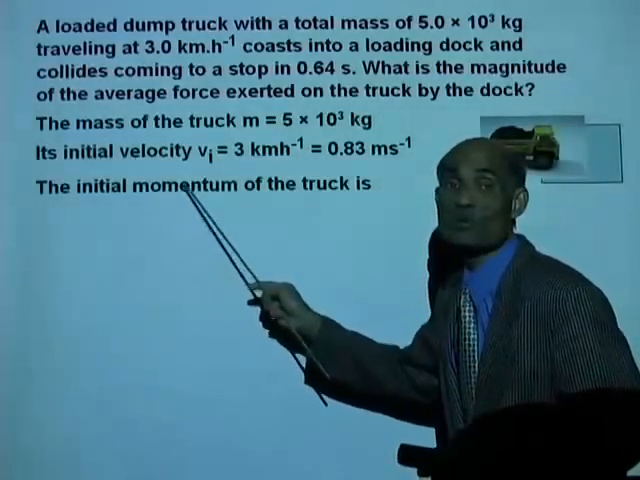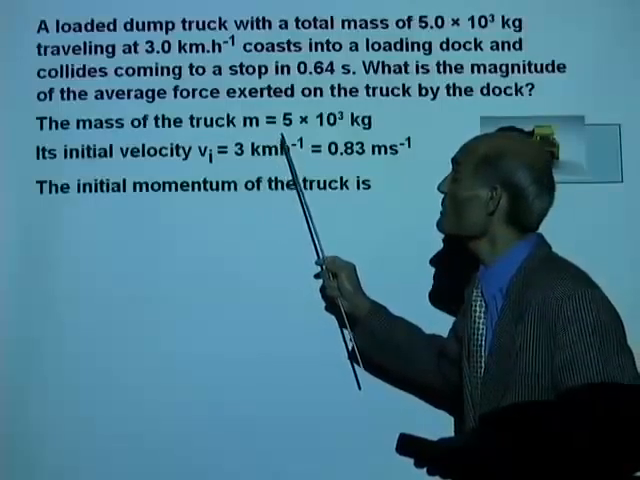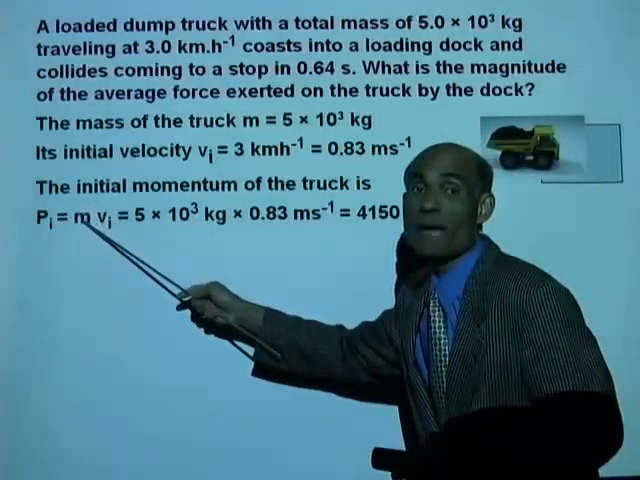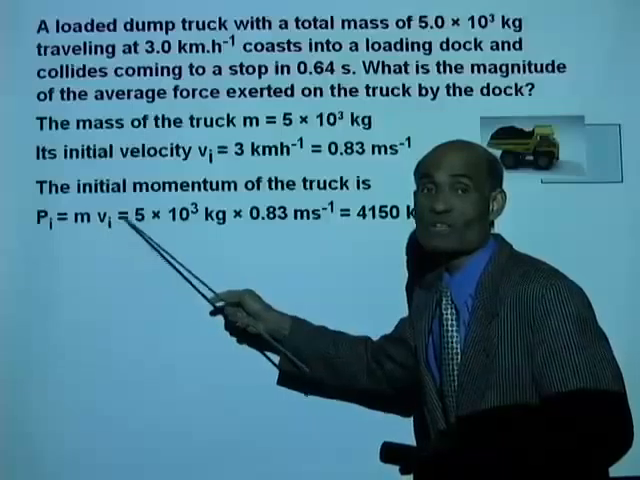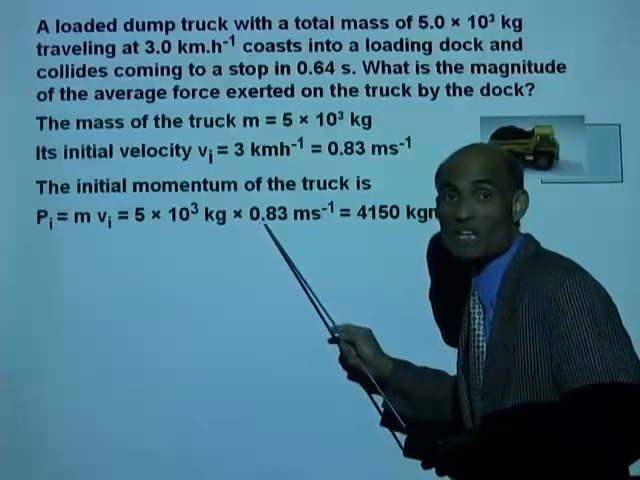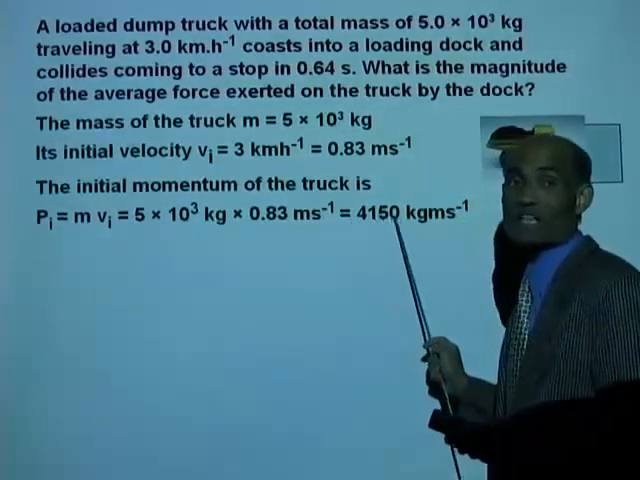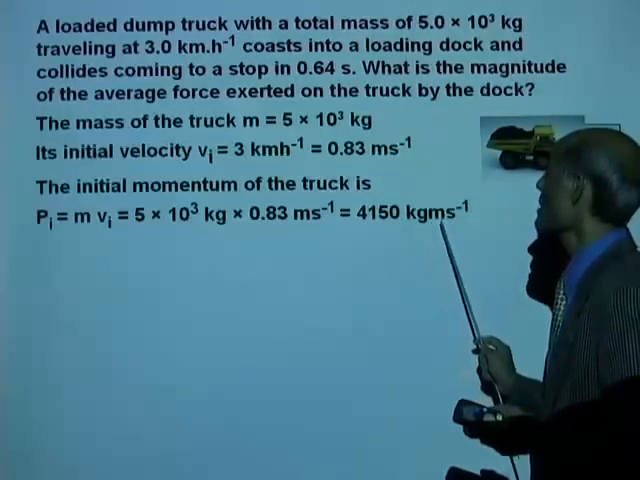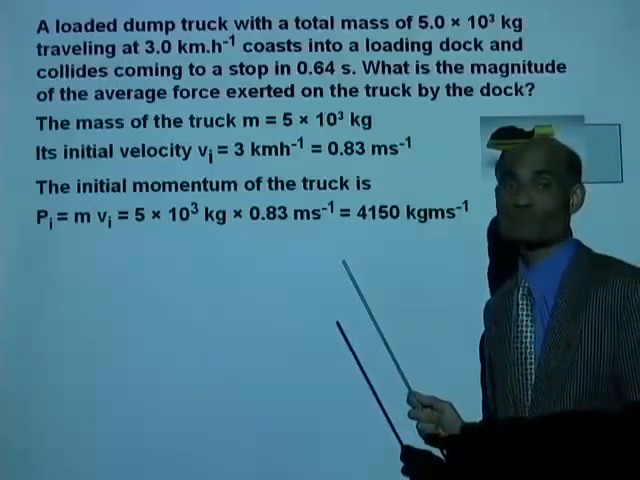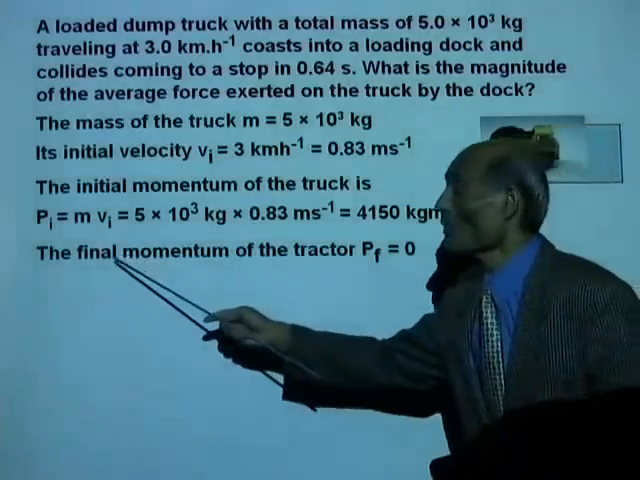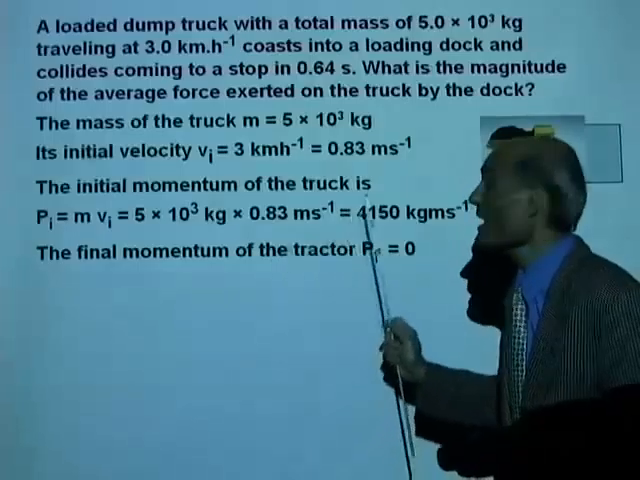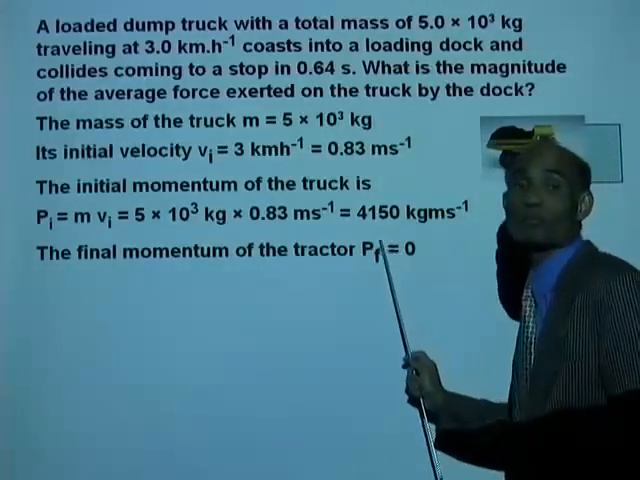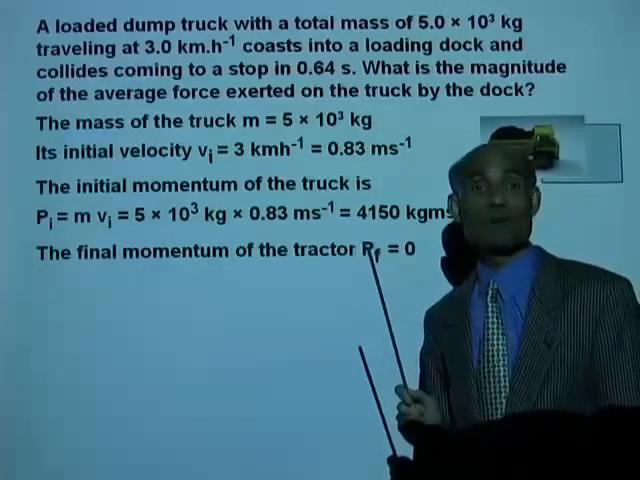What is the initial momentum? Initial momentum Pi is mass times initial velocity, and that is 4,150 kilogram meters per second. What is the final momentum after it comes to a stop? Its final momentum is 0.